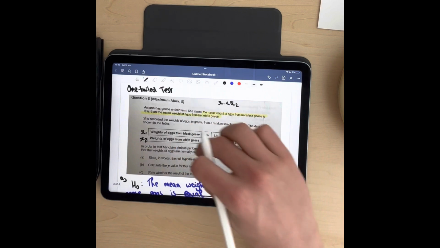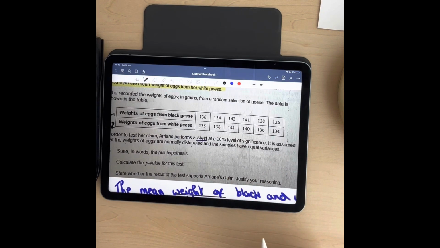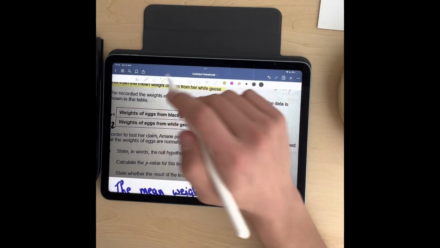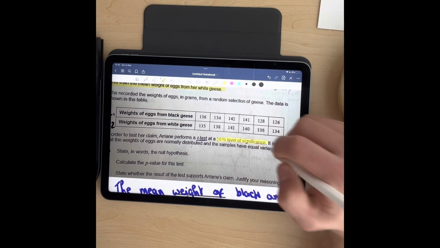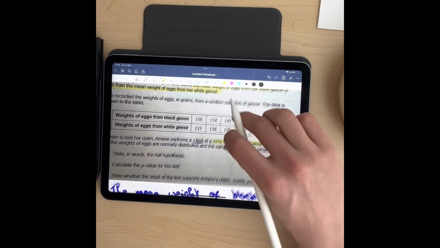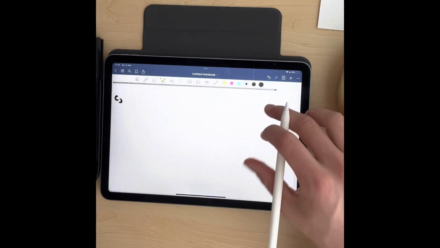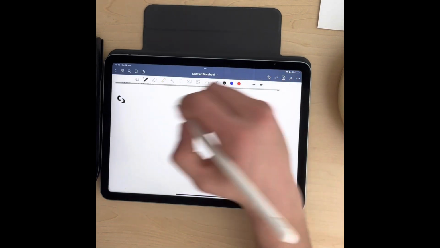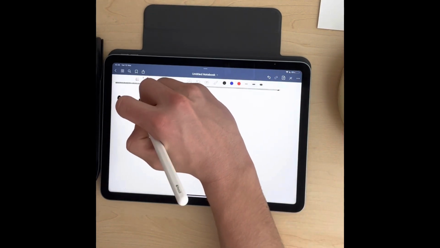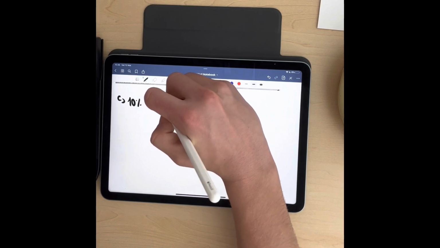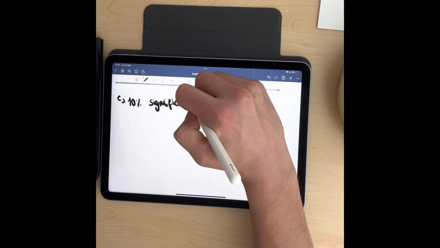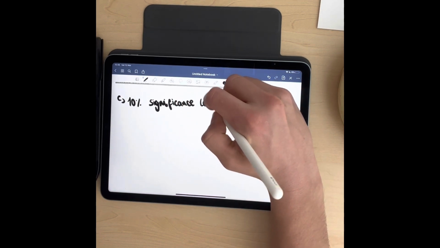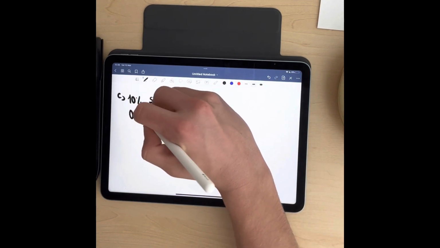All right, now question C asks, so you guys can see, state whether the results of the test support Ariane's claim, justify your reasoning. This is where the significance level comes in, right? This is where this is important. So we go here and we write 10% significance. So we remind ourselves of this significance level, right? And the p-value was 0.177.